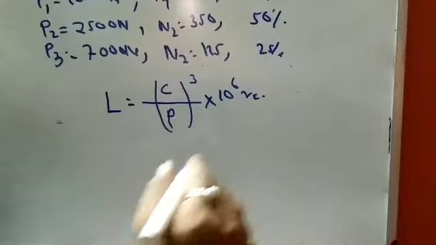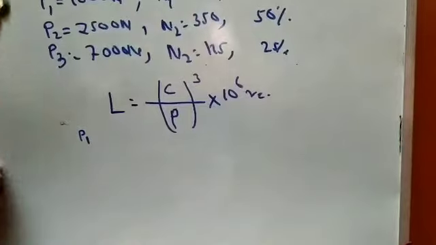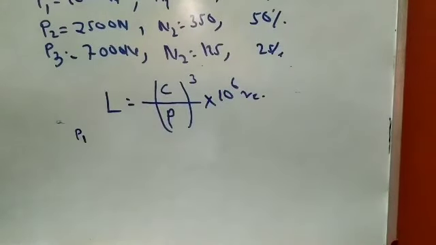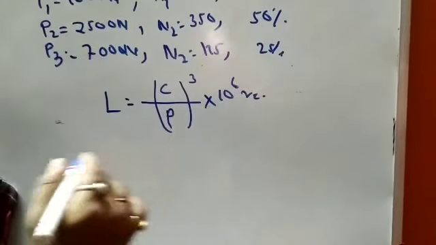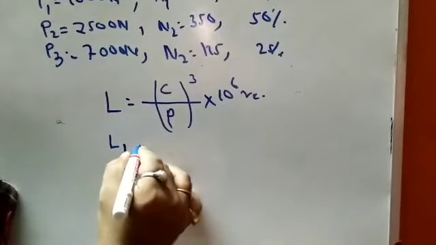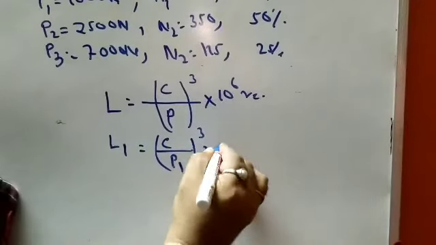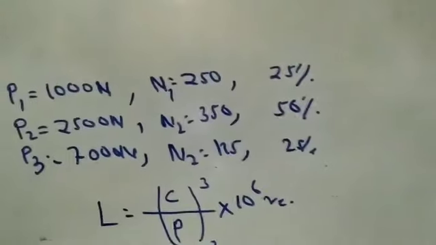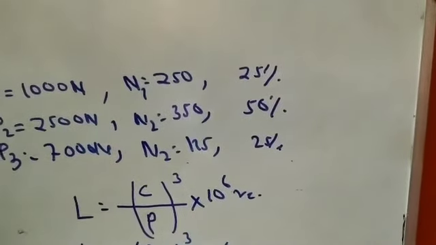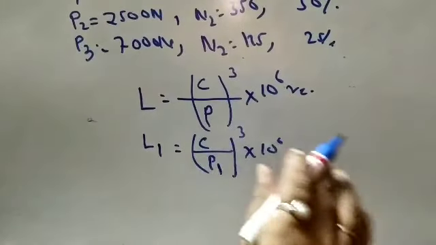As we have broken it into x components, we first assume that the P1 load is the only load acting, and no other load is there. In that condition, what should be the life of the bearing? The life is simply L1 = (C/P1)^3 × 10^6 revolutions. So if there is only a P1 load of 1000 Newton radial load moving at 250 rpm, the life of the bearing is given in millions of revolutions. There is no problem.